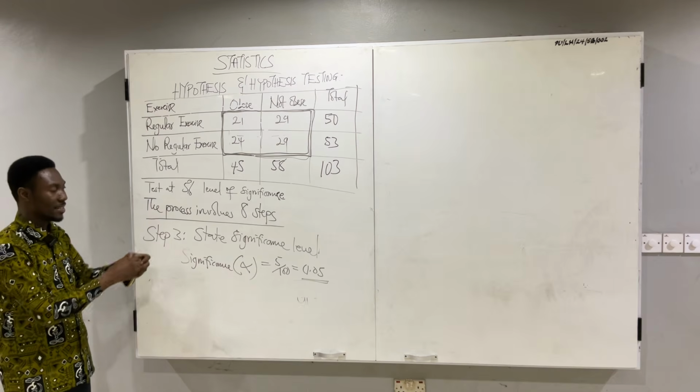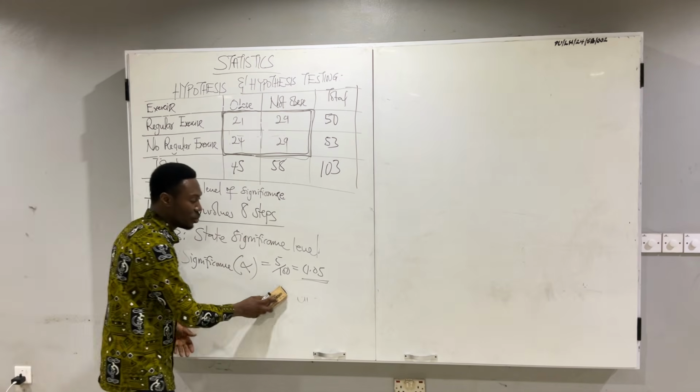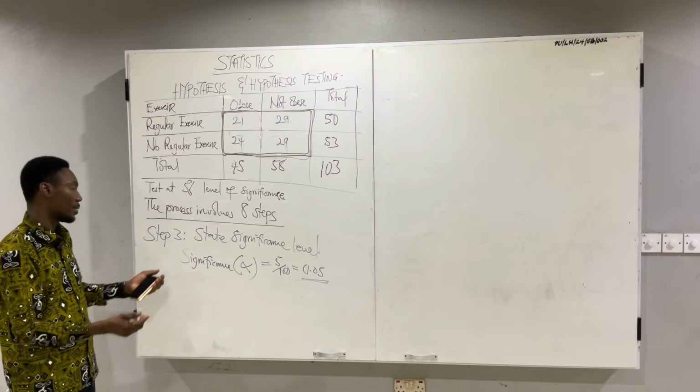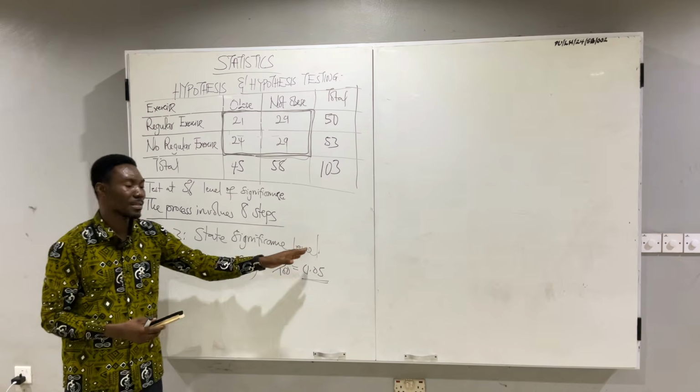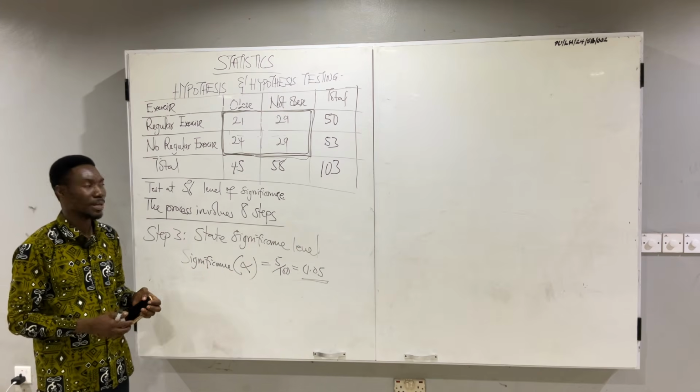Once you do this, you are done with step 3. This is the only thing that you are expected to do in step 3. So in step 3, you state your significance level. How do you get the significance level? It will be given to you in the question.